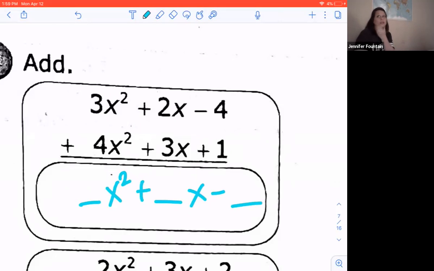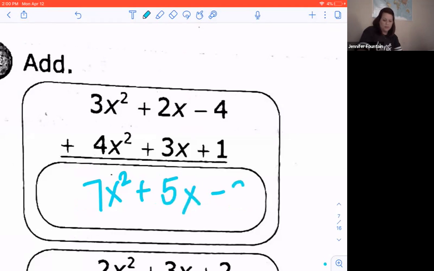So let's look at the first one. 3x squared plus 4x squared is equal to what? What's 3 plus 4? 7. So 7x squared. And then 2x plus 3x is what? 5x. And negative 4 plus 1. Negative 4 plus a positive 1 is going to be minus 3. So that first one is 7x squared. Let me write it without the lines. 7x squared plus 5x minus 3. Any questions on that?